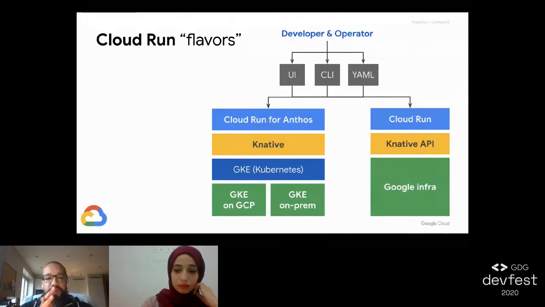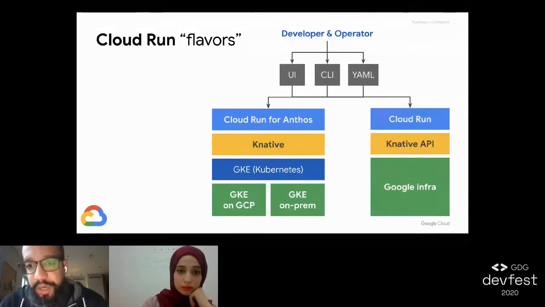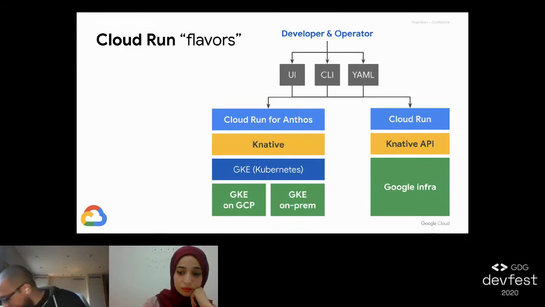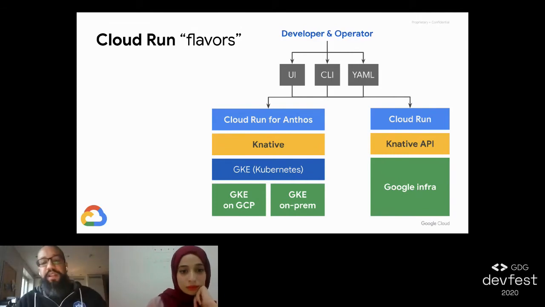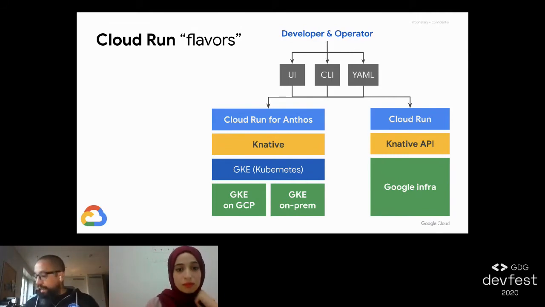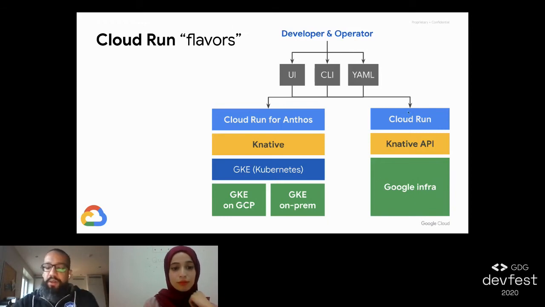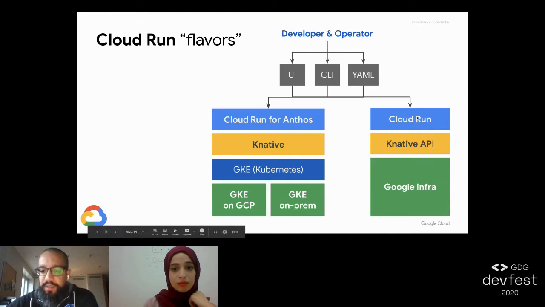But regardless of which flavor you use, the whole point of Cloud Run is that you, as a user, will interact with it using the same tools. So you will have either a user interface, a command line, or a YAML, and you will use these three things to basically run and deploy applications on top of Cloud Run, which runs on top of Knative, as I explained, which on one side, on the right side here, is the fully managed version. On the left side, it's the Anthos version.